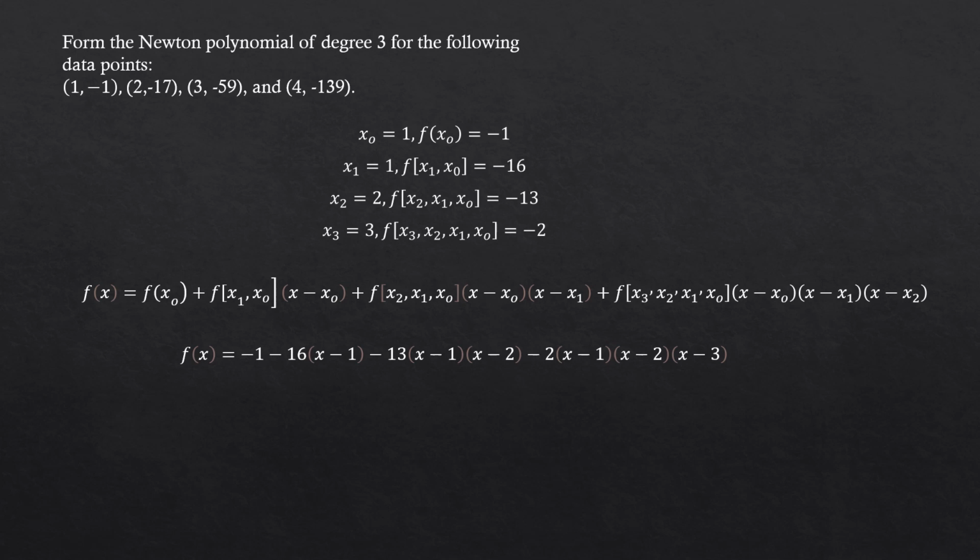We have f of x equal to negative 1 minus 16 times x minus 1 minus 13 times x minus 1, x minus 2 minus 2 times x minus 1 times x minus 2, x minus 3. And so we have the third order polynomial, a cubic, for f of x equal to 1 plus x minus x squared minus 2x. And we obtain this by simplifying the last line for f of x. So thank you for listening.